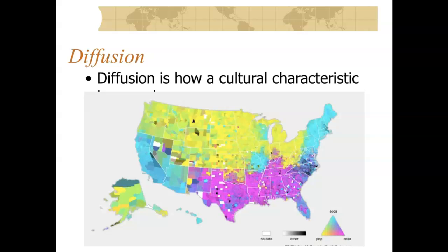A bubbly drink. In Minnesota, we tend to call it pop. And in the East and the West, they tend to call it soda. But if you live in Georgia or Alabama or Arkansas, they call all of it Coke. It doesn't matter if you drink Sprite, Mountain Dew, Pepsi. They call it Coke for some reason. I'm not sure why. And how that moves around is called diffusion.